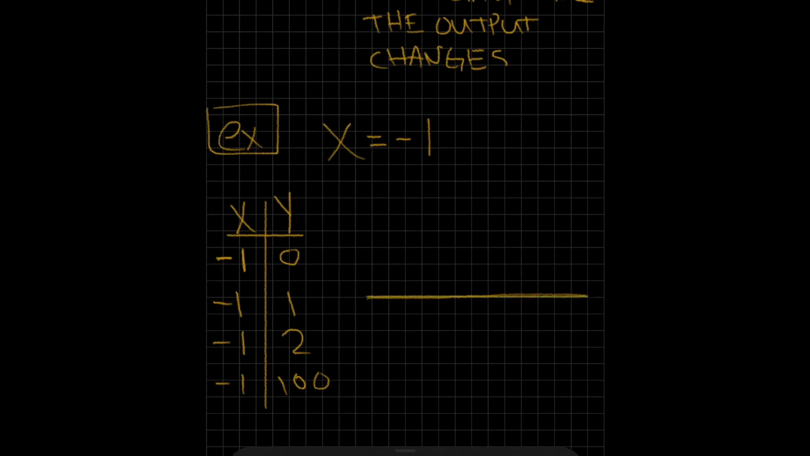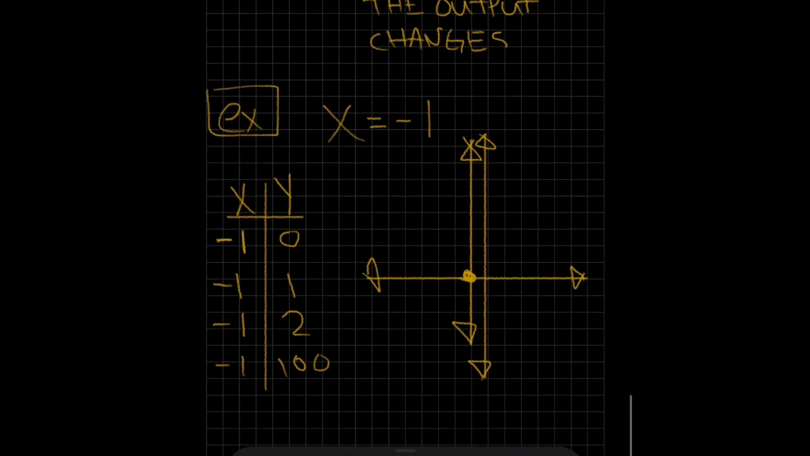And so let me show you what that looks like here. Here's our x-axis, and here's our y-axis. And so at the value x is equal to -1, I'll have a vertical line straight up and down. And that'll be x is equal to -1. So this would be our vertical line.